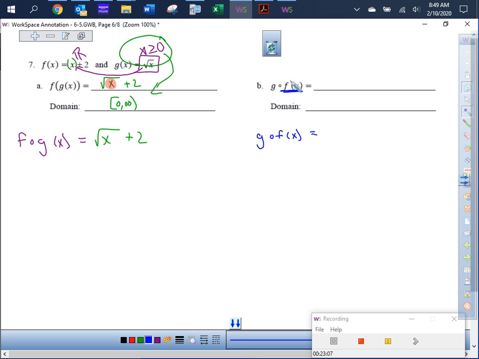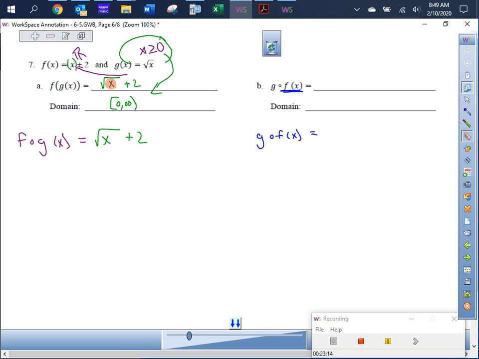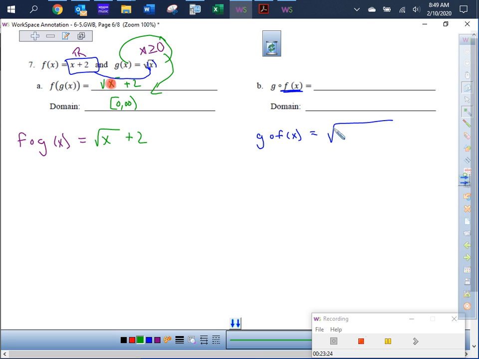equals, we're going to put F into G, so that's got to go, let me erase for the visual learners. This has to go in for X, right? You can put them in parentheses if you like. So that goes in there. Is that cool with you? Like, whatever F was has to go in for X.